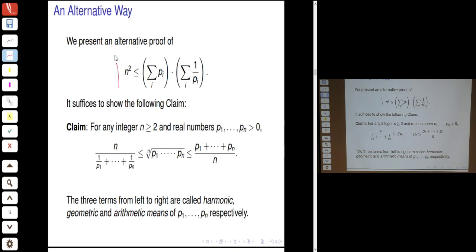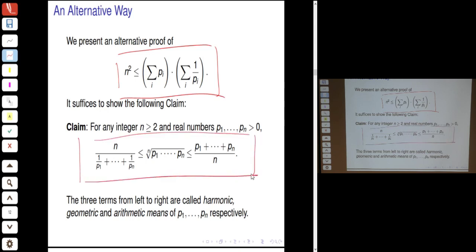We want to understand this sort of relations, this sort of inequalities. So, n squared is less than or equal to summation p_i times summation 1 over p_i. This inequality is actually a special case of the following inequality. If you have n divided by the summation of 1 over p_i, and you consider another quantity, which is the nth root of p1, p2 up to pn, and you consider the average of p1, p2, up to pn. So, you take the sum p1 plus p2 up to pn and divide by n.